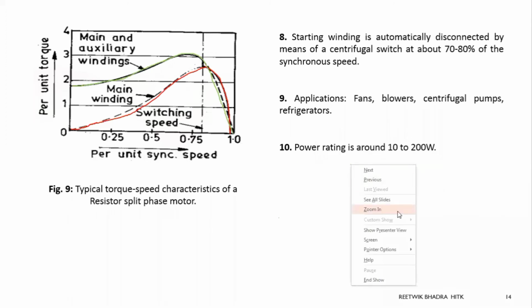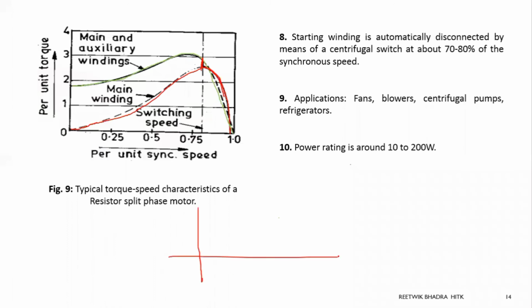So the green line shifts to this red line. The point will drop from this point to this point, then follow this red line. Understood? These are the two characteristics. Dotted line I am showing, like this.